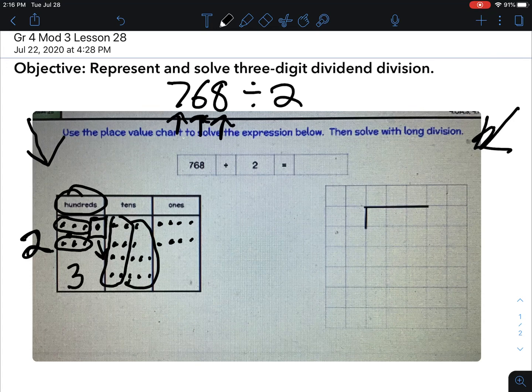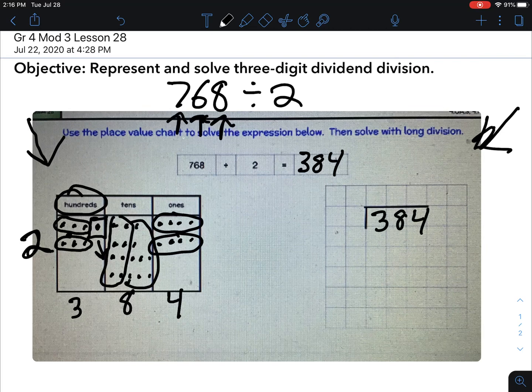So I'm going to do 8. And then there's another 8, right? So there's my 2 groups, and we know that there's 8 in each group, so that's the number that goes there. I'll bring my 3 down so they're next to each other. And then I have to divide my 1s into 2 groups. There's a group, there's a group, they're both even. How many are in each group? 4, so that's my answer. 768 divided by 2 is 384.